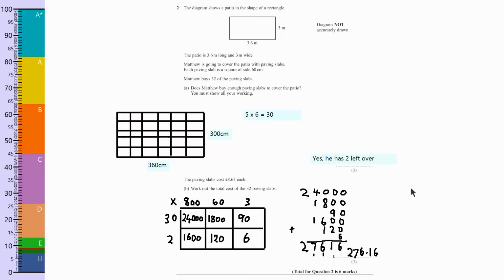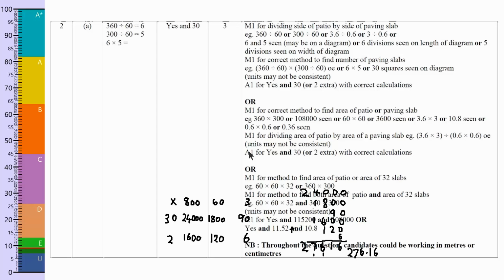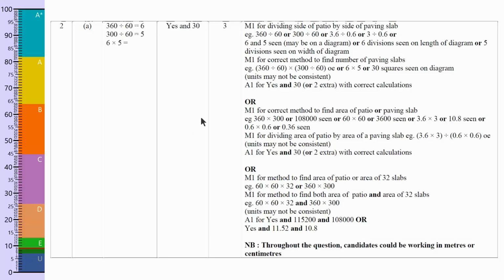Let's have a look at the actual mark scheme for this. Let's just clear that. Okay, so the mark scheme says that for part A, it needs to see the number 30, and if it sees the number 30, it's happy, and we have written down the number 30. It also wants to see in the working out 360 divided by 60, which we did, which was 6, and 300 divided by 60, which was 5. Now we implied that from the diagram, so we would be absolutely fine.